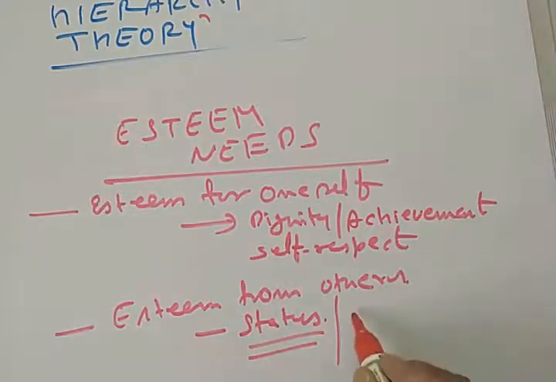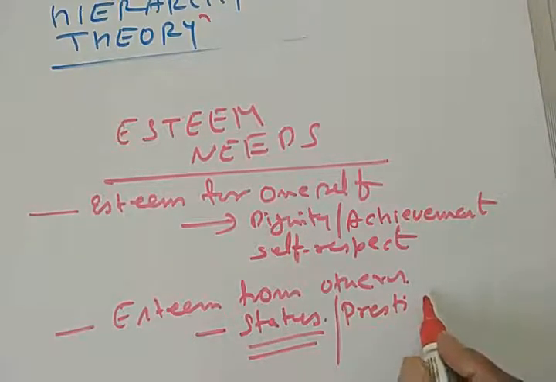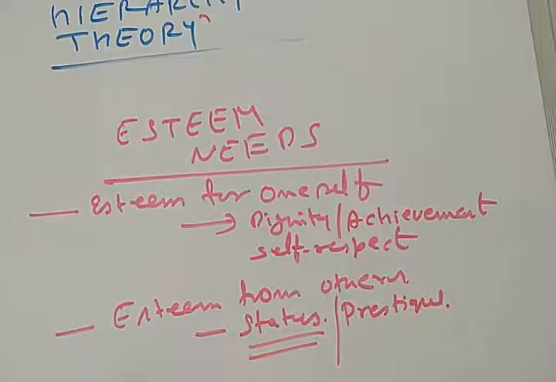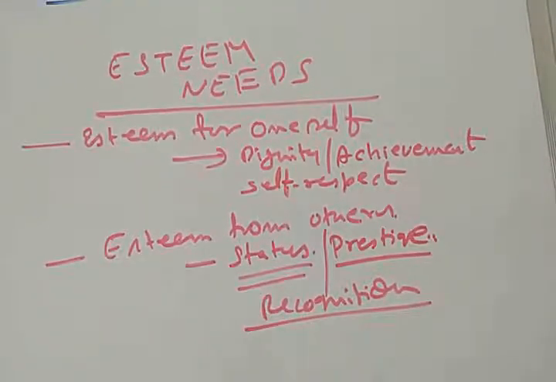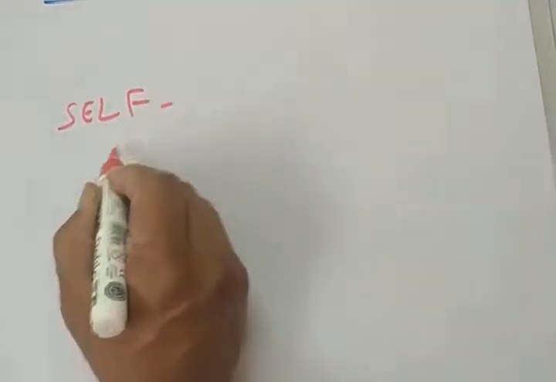Right? Next is prestige, recognition. The person needs recognition from others, then his esteem needs are satisfied. As you go higher, your recognition needs, your esteem needs become higher. Last one, so these are self esteem needs. Now the last, fifth one. What is known as self actualization?